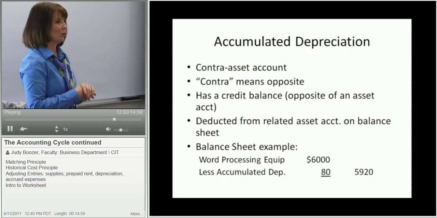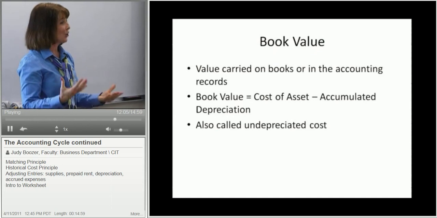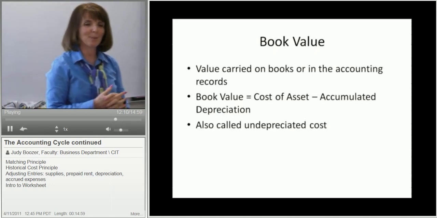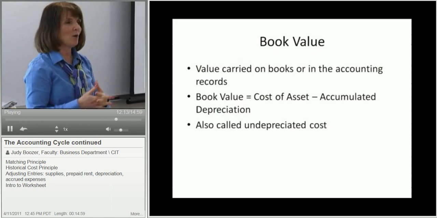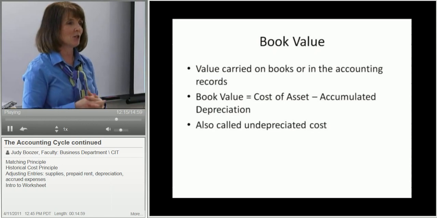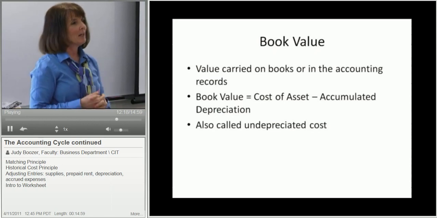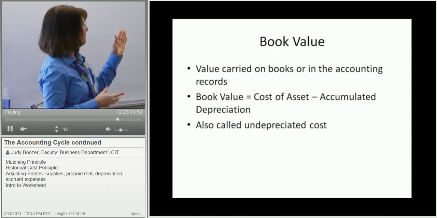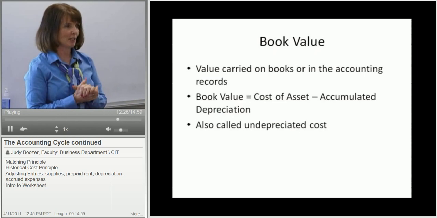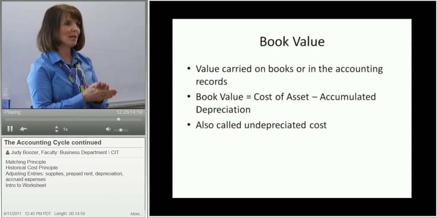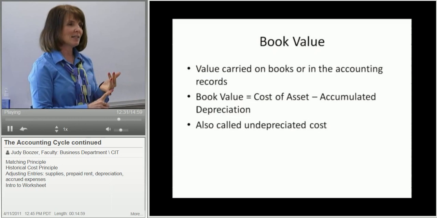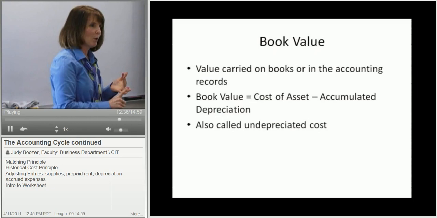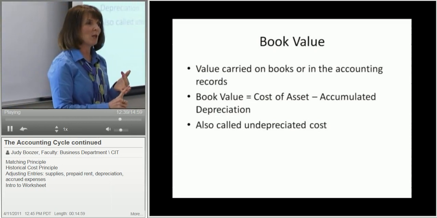Now, book value. A term. You might find it in a quiz. A book value is the book's value that we carry in our various ledger accounts. Now, it's the cost of that asset minus the accumulated depreciation. And remember, those are two separate accounts. The cost will be in the asset account, and accumulated depreciation will be the amount of depreciation we have taken on that asset.